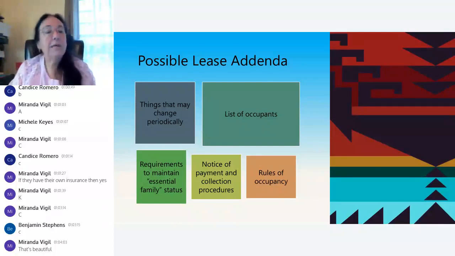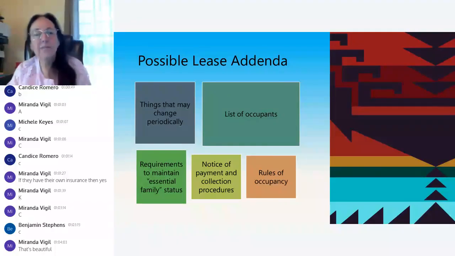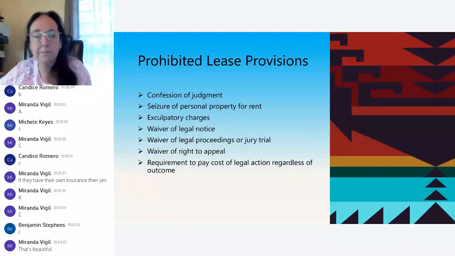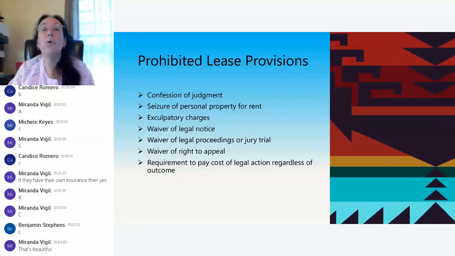Lease addenda could be things that have to change periodically: the list of occupants, the requirements to maintain essential family status, the notice of payment and collection procedure, the rules of occupancy. There are certain prohibited lease provisions. You cannot require a confession of judgment. You cannot seize personal property in place of rent. No exculpatory charges. You cannot require a waiver of their legal notice or their proceedings, or a waiver of a jury trial. Can't ask for a waiver of their right to appeal.